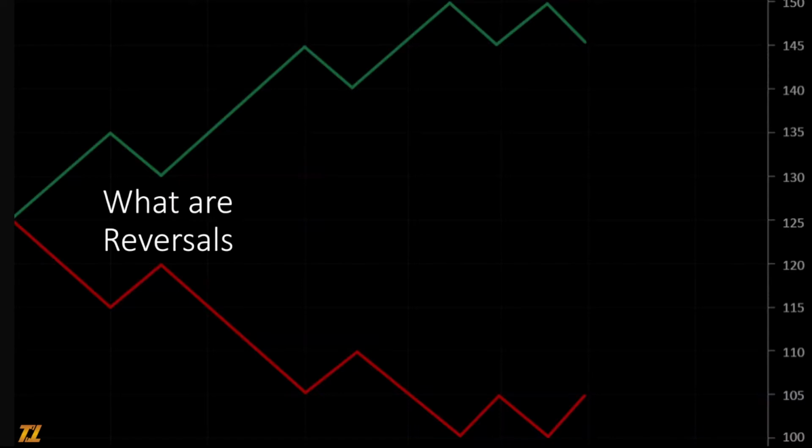Now, what are reversals? First and foremost, reversals are simply a change of direction. That's all they are. What was going up now comes down. What was going down now goes up. That's what a reversal is. A reversal can happen on any single time frame. They can happen on intraday charts for the day traders out there. They can happen on daily charts for the aggressive swing traders out there.